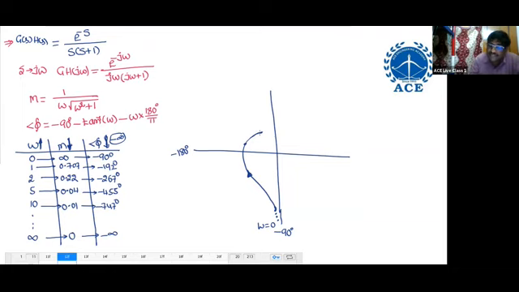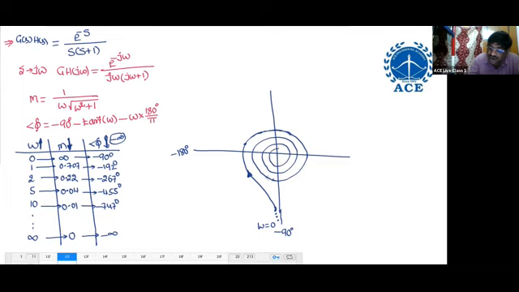Next what happened? 270. Next angle what? 455. This is 270, then 360, then 450, then 455 here. Magnitude 0.04, like this. Go on. Angle, what happened? Go on increasing. 450, next 540, 630, like this. Angle goes on increasing, magnitude goes on decreasing.